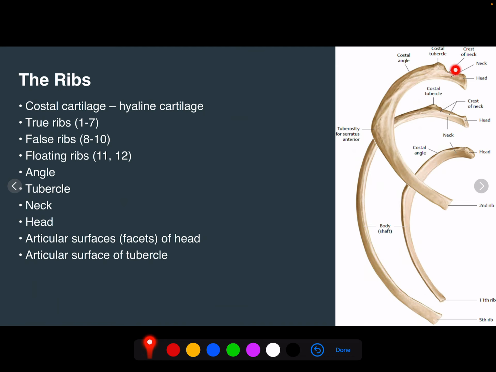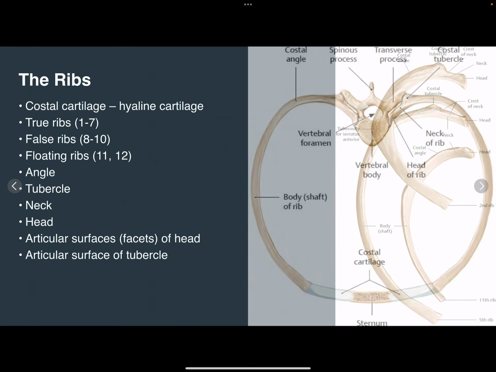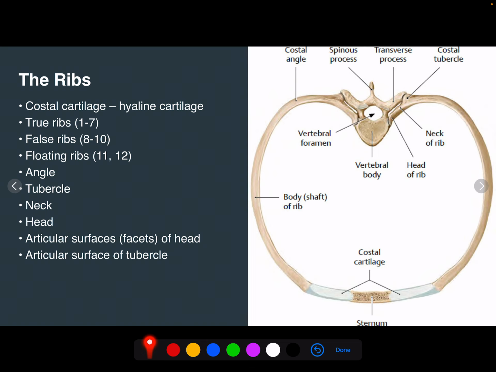The neck is going to be right distal to that of the head, which is going to be right here. That's where we articulate. And we can see here, this is the costal facet of the transverse process articulating with the costal tubercle of the rib to form this anterior projection, forming into the costal cartilage, attaching to the sternum.